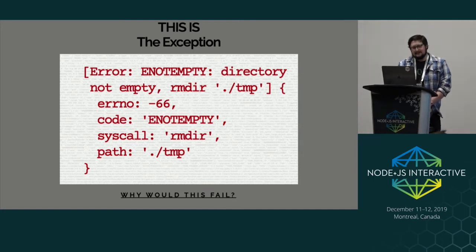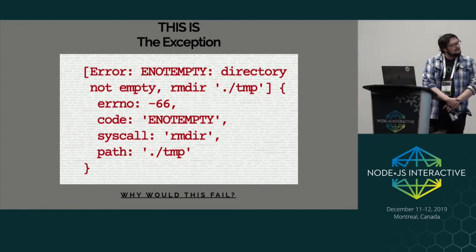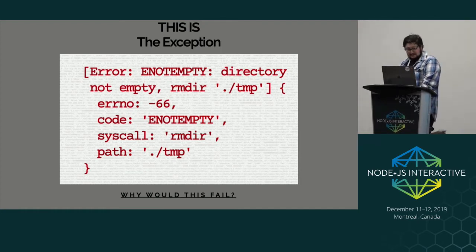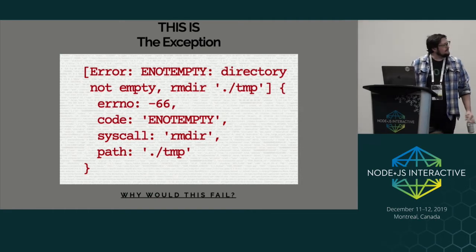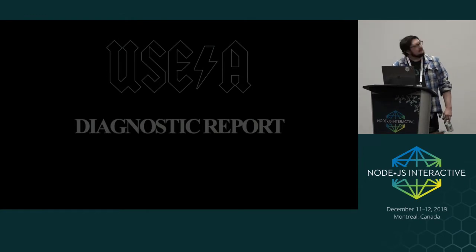So, okay, why would this fail? Some of you may have an idea. You're passing the correct flag, your meticulous integration tests pass, works on your machine, works in CI, builds green, but this happens. So one way to help you figure out this problem is to use a diagnostic report. And can you even see that? Anyway, it says use a diagnostic report.